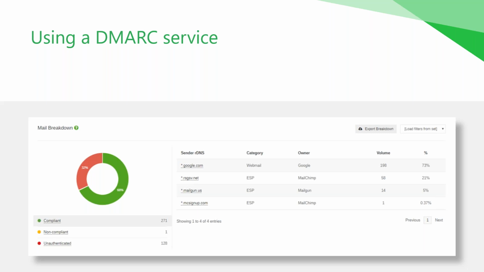So looking here, you'll see the network that is originating the message. We categorize those within our solution to help people understand the type of service that they're using. So it could be a help desk, it could be an ESP, it could be a webmail provider. You'll also see who currently owns that, or who we've identified as the owner of that network, the volume that's being sent, and the percentage of volume overall within your account.